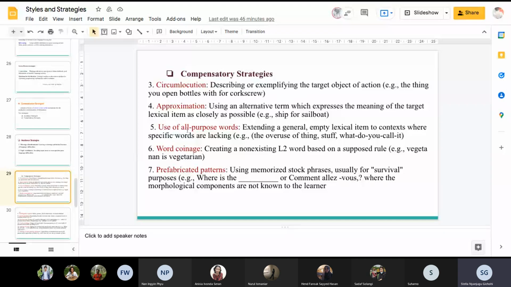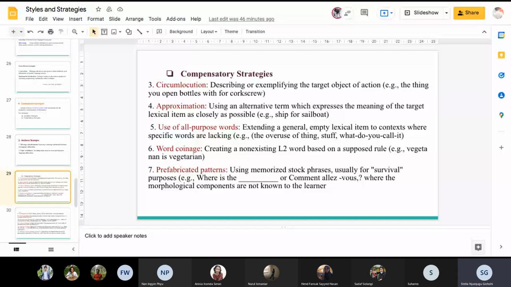The other one is using all-purpose words. Because you're lacking the specific word, sometimes you have to extend to the general meaning. For example, you can use the word thing. I want that thing. I went to that, you know, thing. The word thing is mostly used by people. Stuff, you know, give me the stuff. I found the stuff boring. You know, that stuff could be something meaningful. And some people also say, what do you call it?